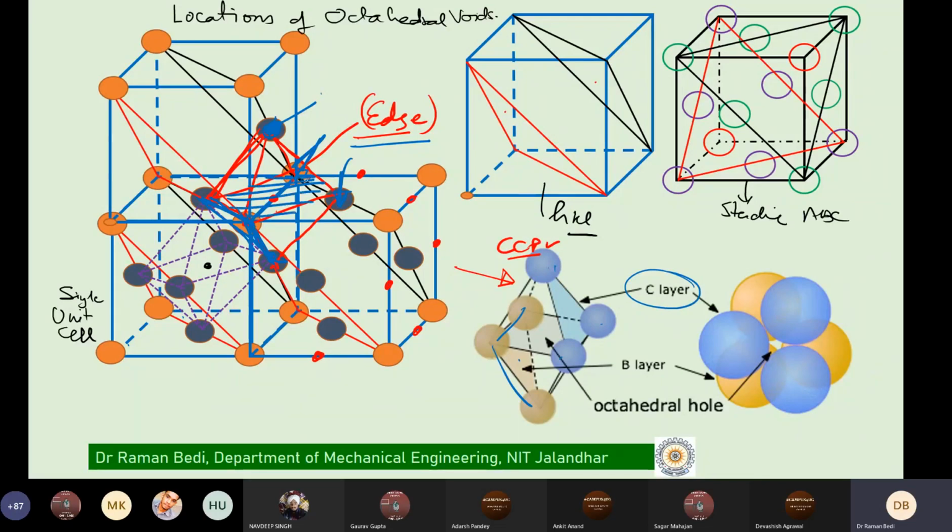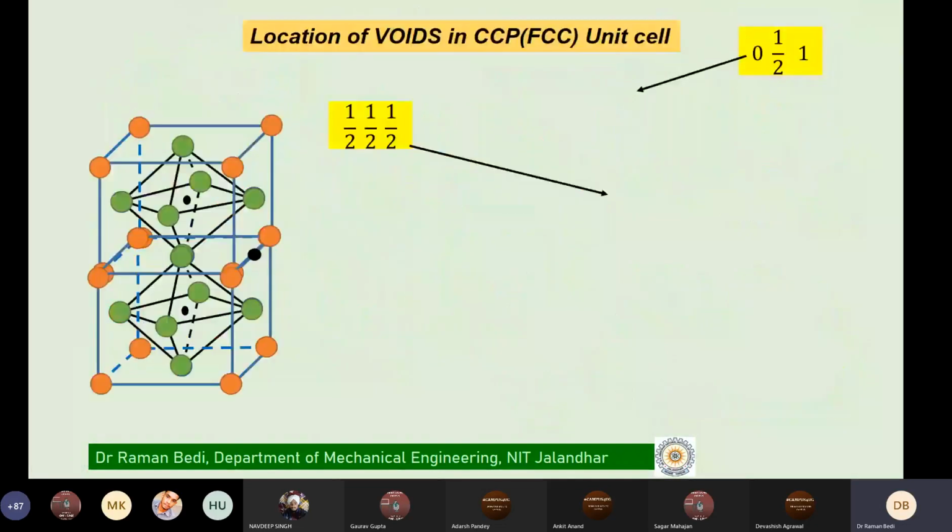This is the plane in which the void is created. In the center of the unit cell, this was the plane in which the void was created. So you have these voids being created at each of the edges of the unit cell. Similarly, here also you will have a void, and so on. And this is the understanding, what is the location of these voids. So let's go forward and see where these voids are located.